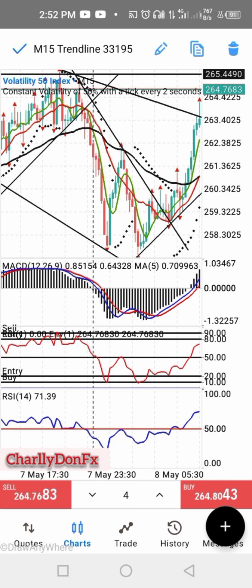Now take a look at this place. That was the trend I took earlier in the morning. The envelope gave us a signal to buy. Now take a look at our MACD.